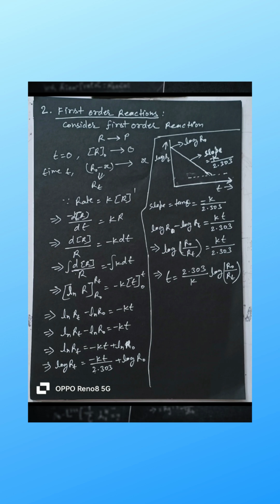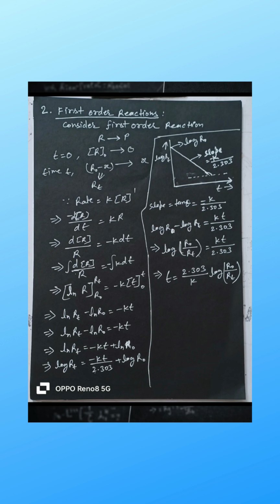So we get 1 divided by R multiplied by change in R is equal to minus K multiplied by change in time. Now we integrate both sides. We integrate the left side from initial concentration R0 to concentration R at time t, and we integrate the right side from time 0 to time t. After integration, we get natural log of R at time t minus natural log of R0 is equal to minus K multiplied by t. Now we rearrange this equation. We bring natural log of R0 to the right side. So we get natural log of R at time t is equal to minus kt plus natural log of R0.